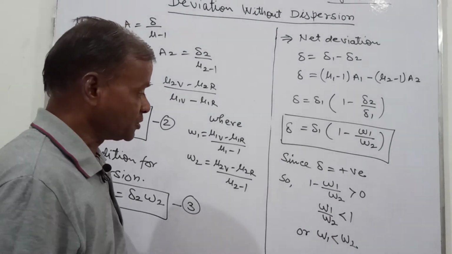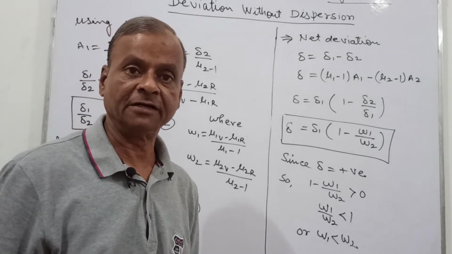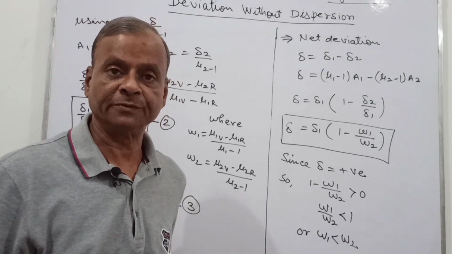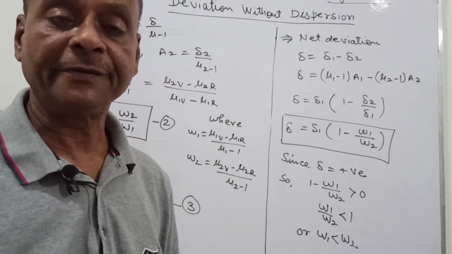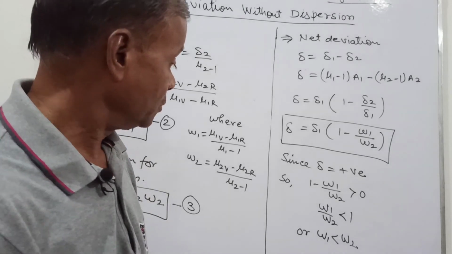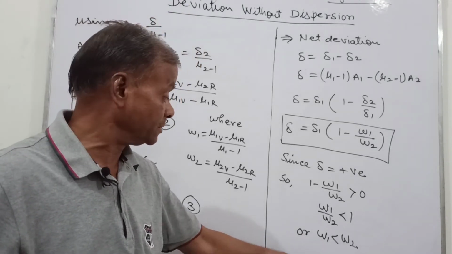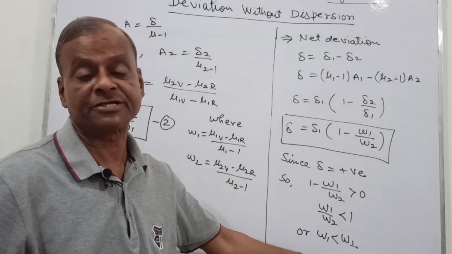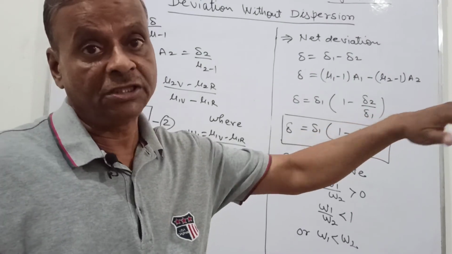It means that the dispersive power of the first prism must be less than the dispersive power of the second prism. And we know that the dispersive power depends upon the refractive index. So the prism of lower refractive index must be the first prism, and the higher refractive index must be the second prism. So the incident light must fall on the first prism.